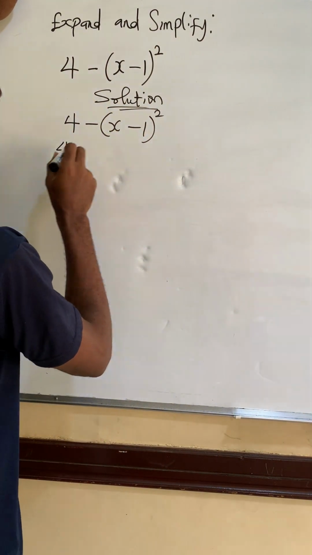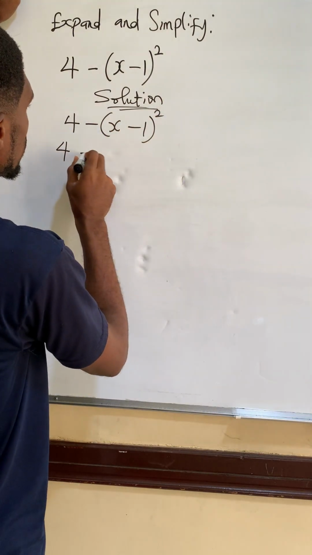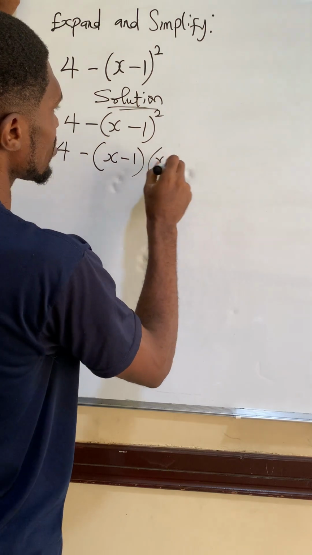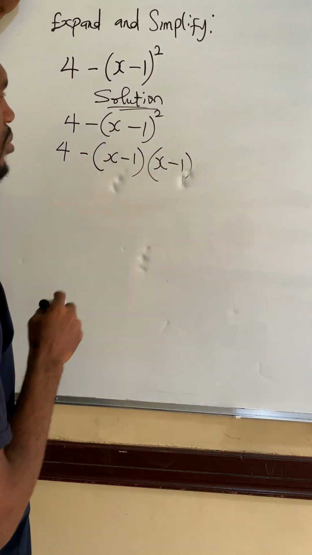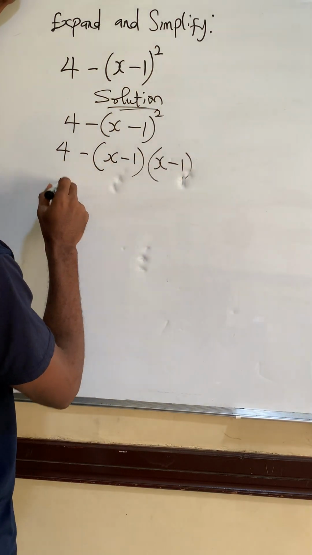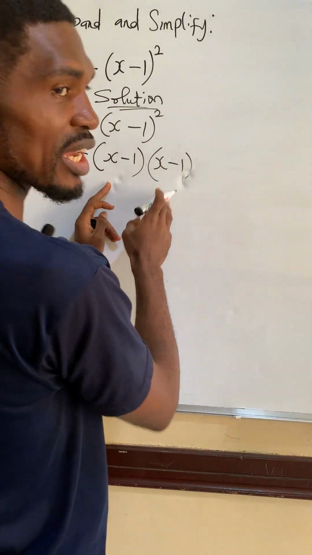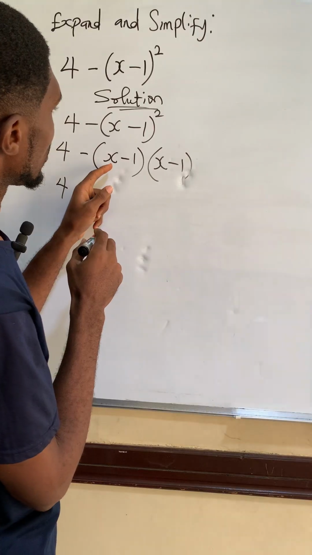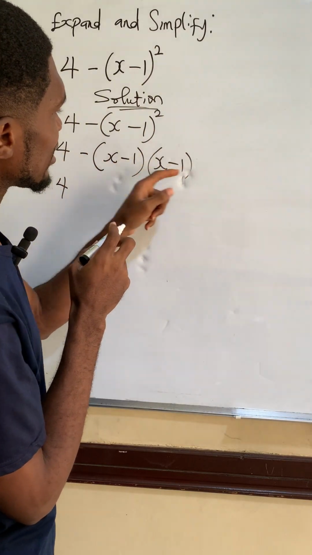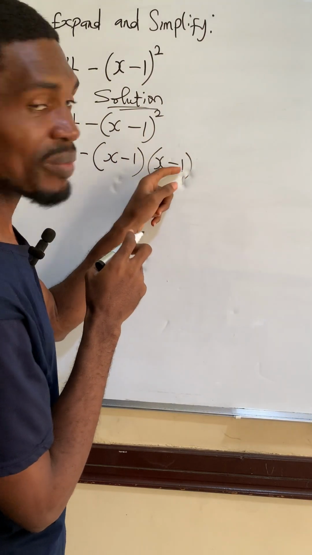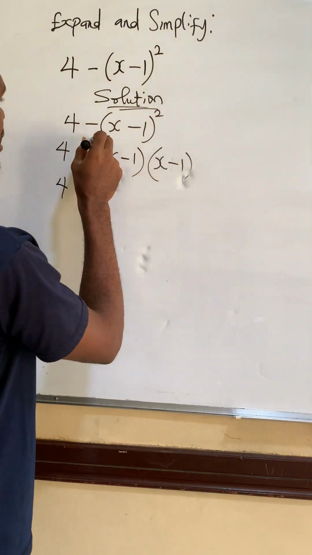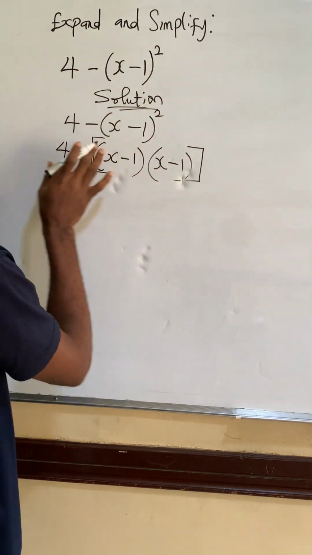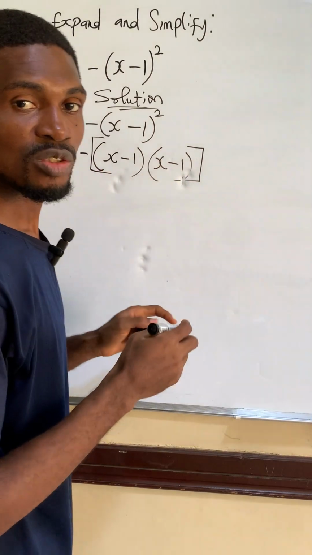So we have 4. This is actually squared, so we square it by saying (x minus 1)(x minus 1), right? Because it is squared. So we have 4. Now we'd like to expand this bracket. And how do we expand this bracket? We simply say this multiply this, this multiply this, and this multiply this, and this multiply this. But remember, this one is apart from this one. So let's put it in a square bracket.